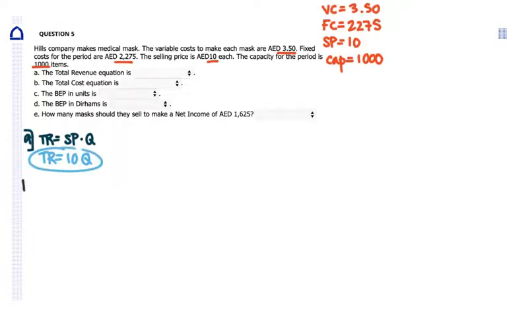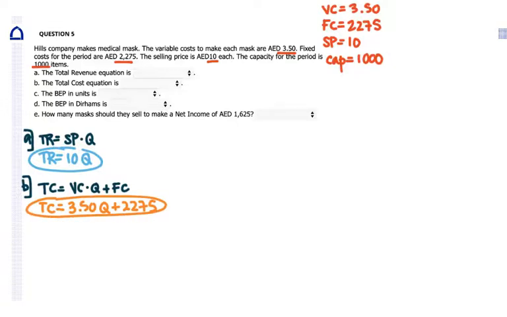Okay, part B is saying, well, what's the total cost equation? We know it's the variable cost times the quantity plus the fixed cost. And so we will plug in those numbers. The variable cost is 350Q. The fixed cost is 2275.